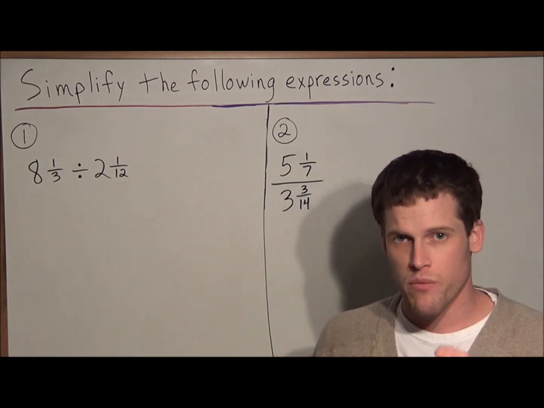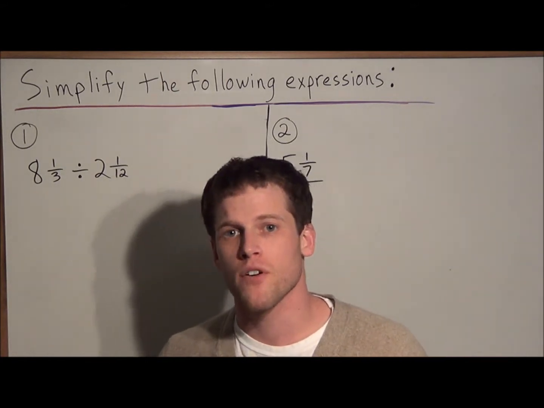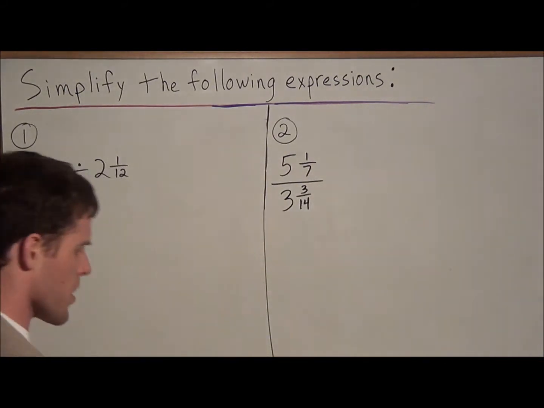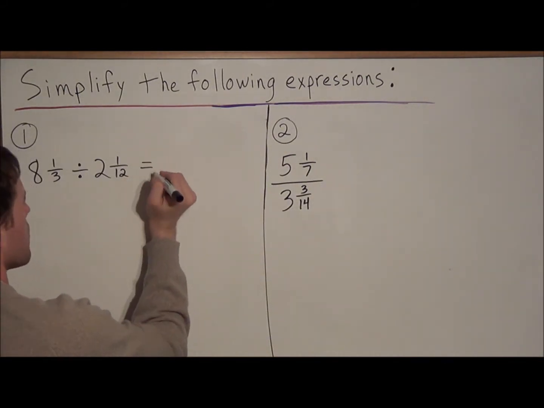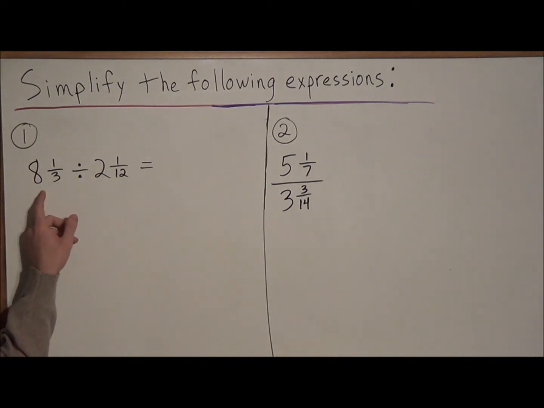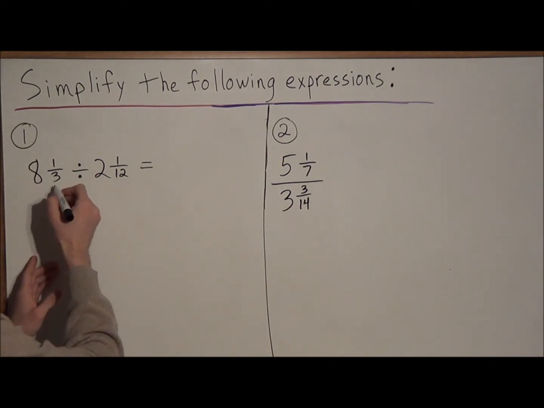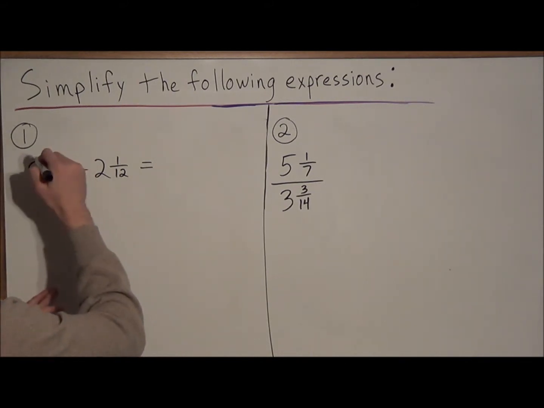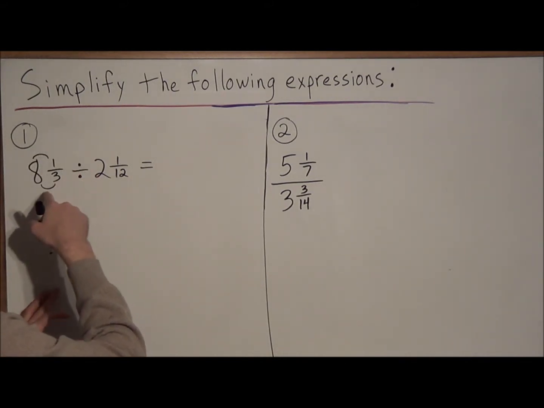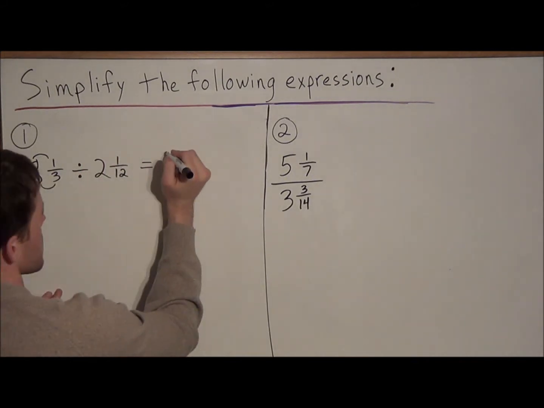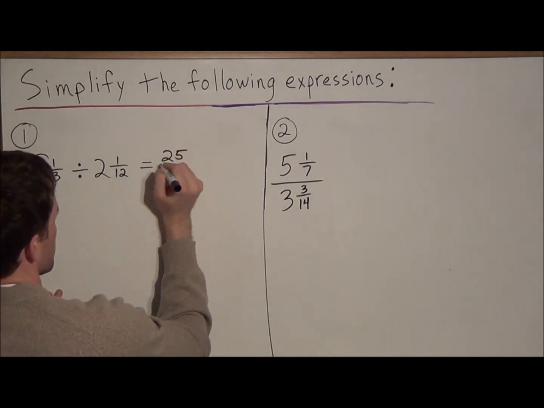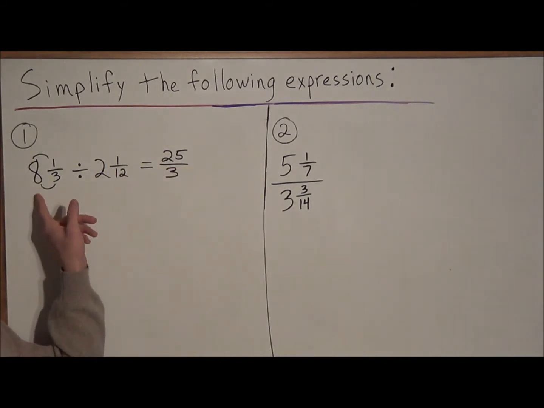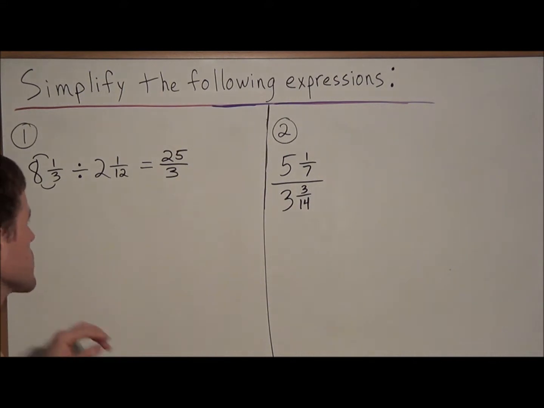What we want to do with mixed numbers when we're dividing them is convert them to improper fractions. First we can convert 8 1/3, and to do so we multiply 8 times 3, which is 24, and then add 1 to that. So 8 times 3 is 24, plus 1 is 25, over our denominator, which stays at 3. All we did was convert 8 1/3 to an improper fraction.